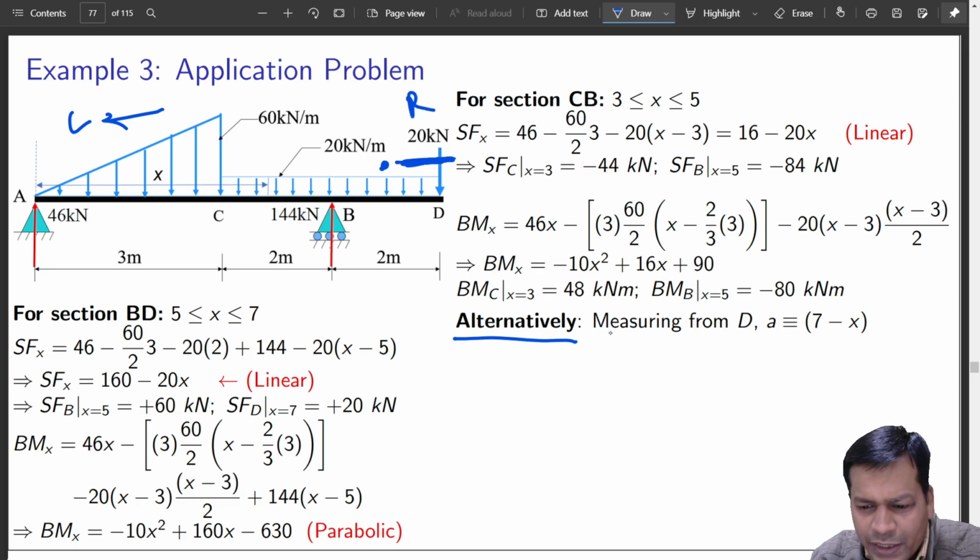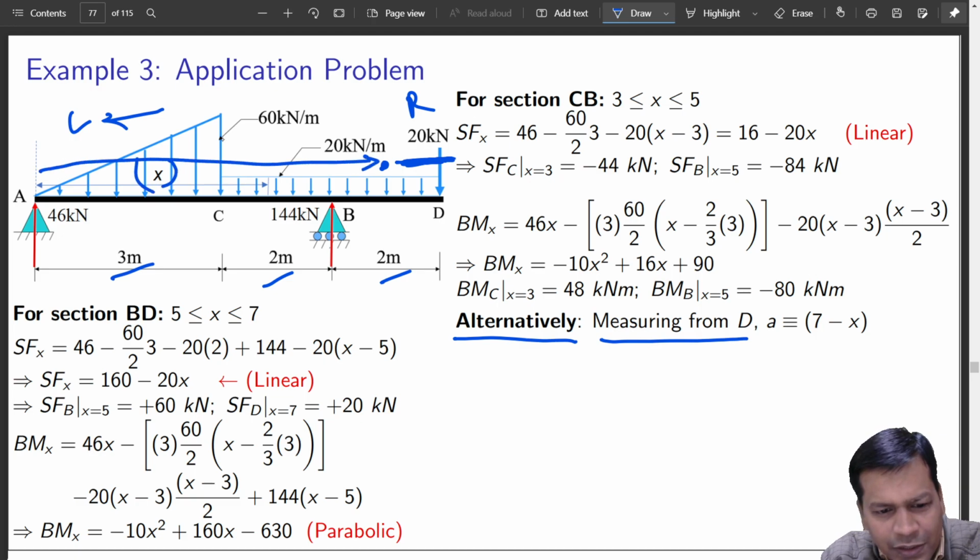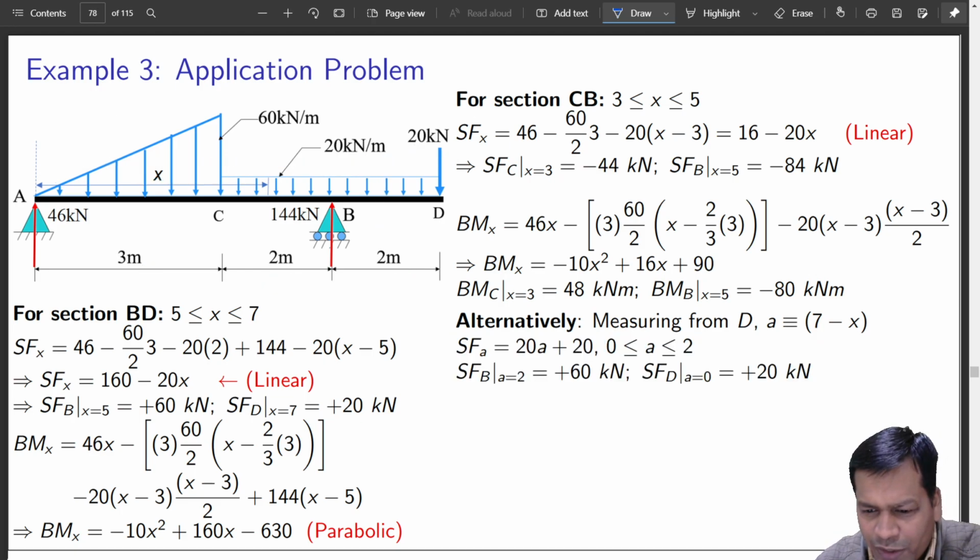So I have taken it that way alternatively. So this time A is equal to 7 minus x. What is A? A is the distance, okay. So it is 3 plus 2 plus 2, that is 7, and this is your x, x is total distance taken from this end. So this is your A. I have used A to find out the shear force at this location, okay. So we will see how it goes.